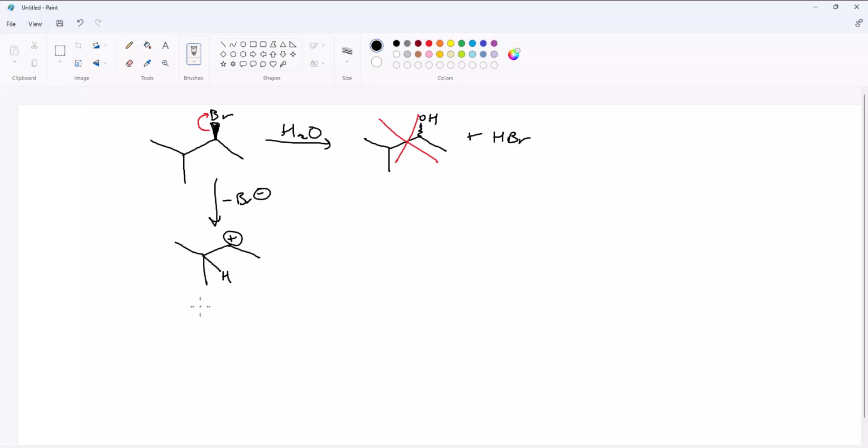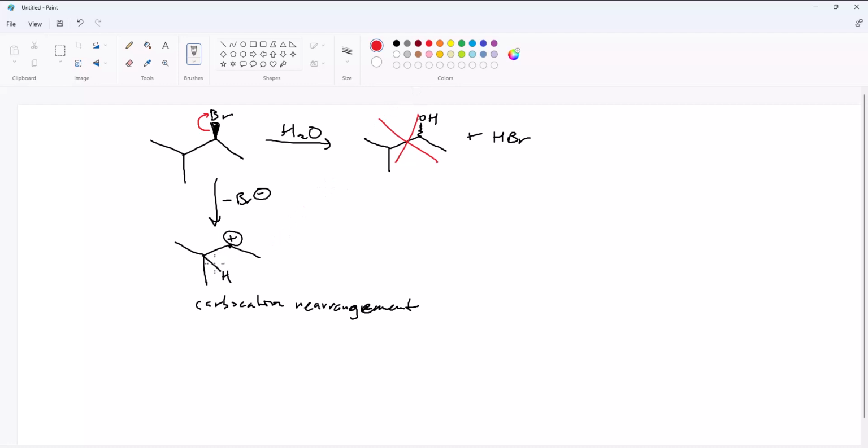What happens next is called a carbocation rearrangement. The principle behind a carbocation rearrangement is we want to have the most stable carbocation that can form in a possible circumstance. So we look at this and we see that this is a secondary carbocation, which is stable. We learned in chapter 5 that a secondary carbocation is stable.